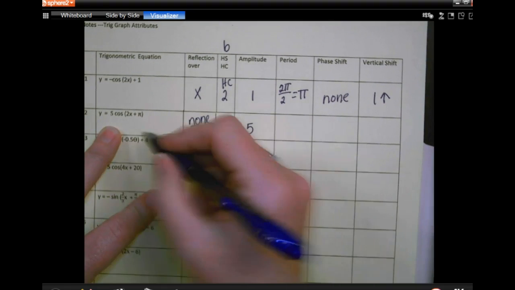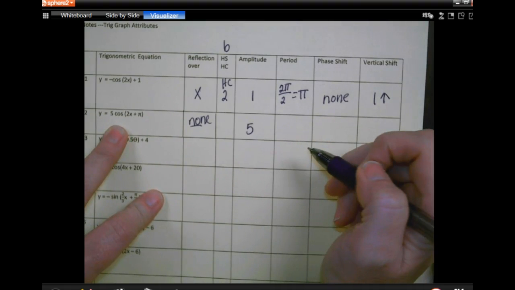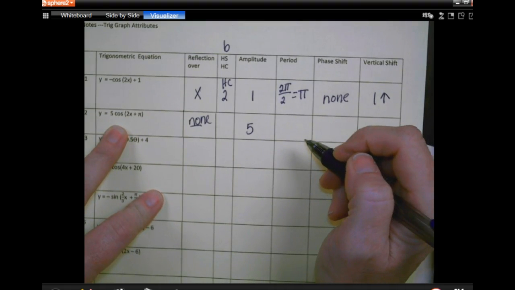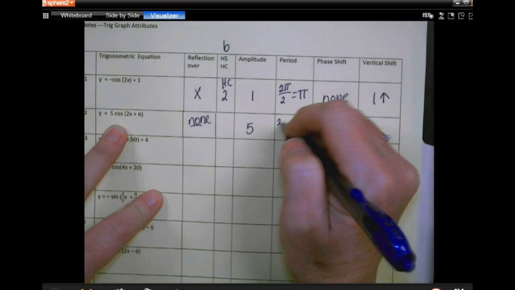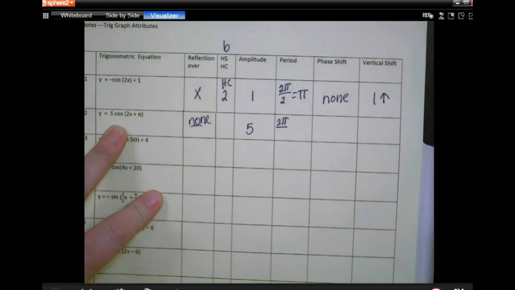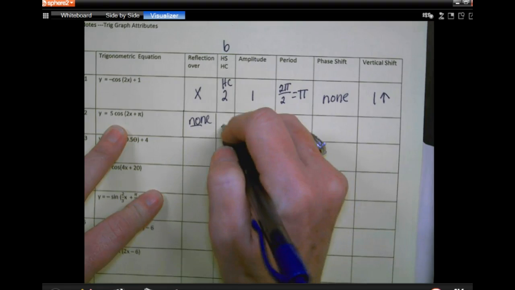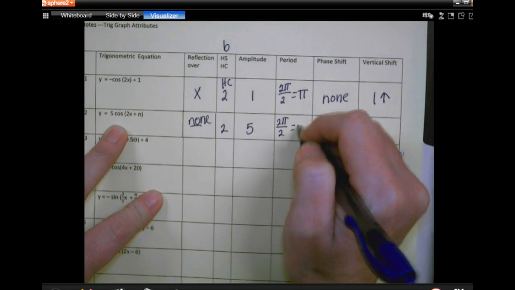So first of all, is this going to be radians or degrees? Radians. So the period has to be in 2 pi. So I need my b. And what's my b? 2. So I'm going to divide by 2. So my period is pi.